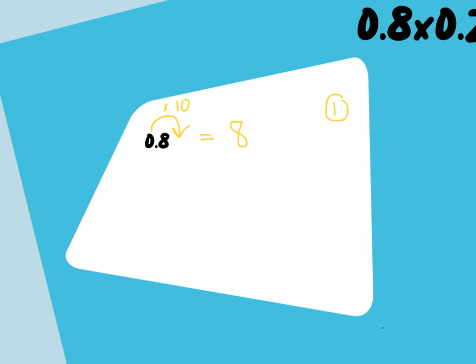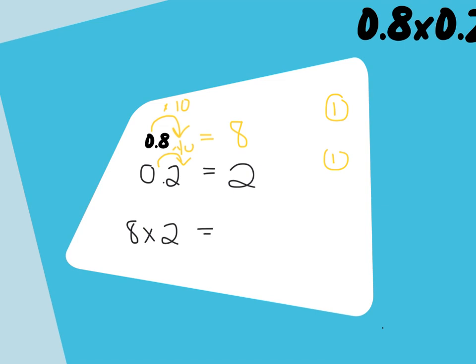Now if we look at our 0.2, okay, it's exactly the same process. We want to make it an integer. Okay, so we've got to multiply again that by 10, and that gives us a value of 2, but it's really important, remember we've moved that once as well. So now we've got this equation here, so if we look, we've got 8 times 2. So let's just do 8 times 2. We can do that from our multiplication.